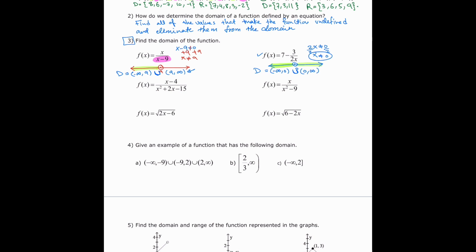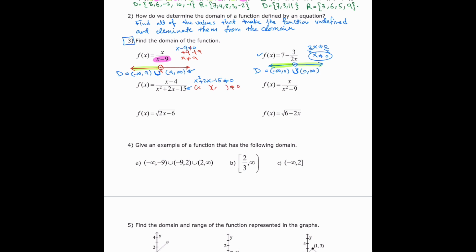The next question, notice how this is not factored, it will be easier to factor that denominator. So first, we're going to set the denominator not equal to 0, x squared plus 2x minus 15 not equal to 0. And I'm going to treat the not equal as an equal sign. So I'm going to treat it as an equation. So the left-hand side is going to be factored, not equal to 0.